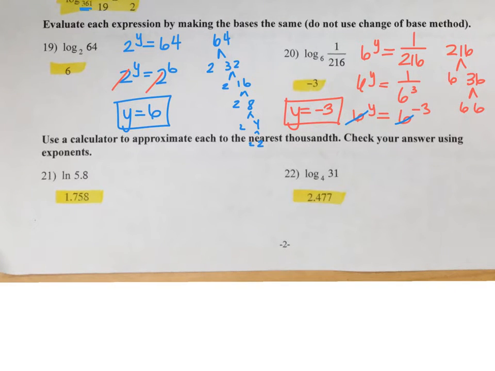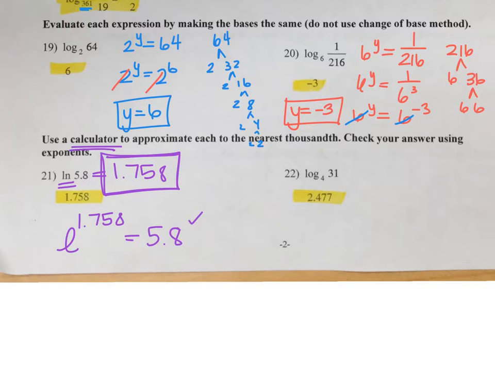Finally, at the end, so the last few, you're just typing in your calculator because it says to do that. So if you type this in your calculator, you get 1.758. And then remember to check it. Natural log, the base is always e. So this is e to the 1.758. And for that, I get 5.8, which is exactly what I wanted. Remember, your answer is what you got the very first time. The bottom part is just the check.